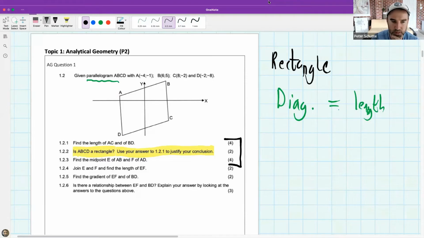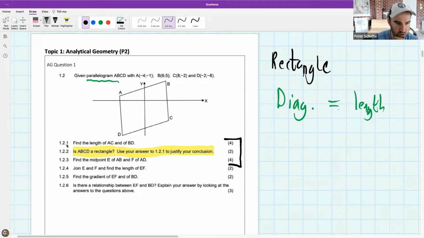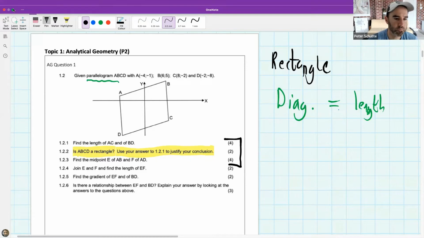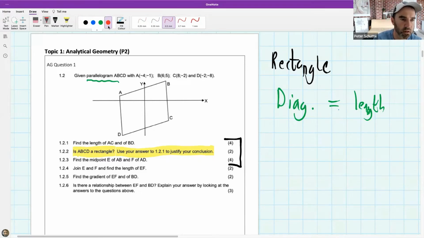I'm going to give you a bit of time. I want you to answer the questions 1.2.1 to 1.2.3, and then I'm going to give you some feedback. And if you have any questions, put your hand up. I will take audio questions now. If you have questions for the chat, pop them in the chat.